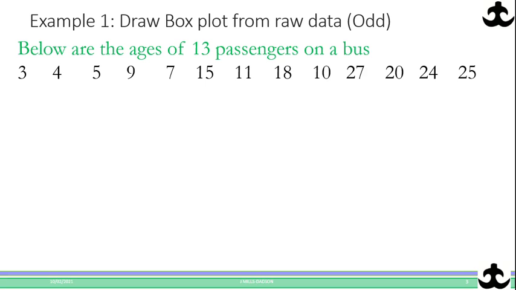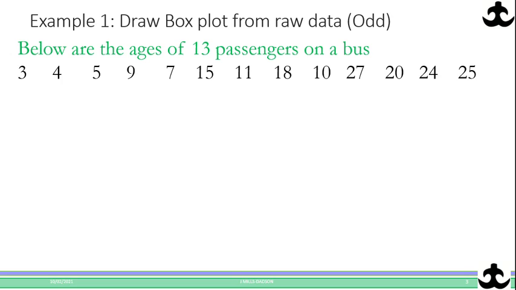We're going to consider two situations where we have a set of raw data: where the number of observations in the data is odd, and where the number of observations is even. So let's start with the odd one. Here we have the ages of 13 passengers on a bus, and these are the ages.